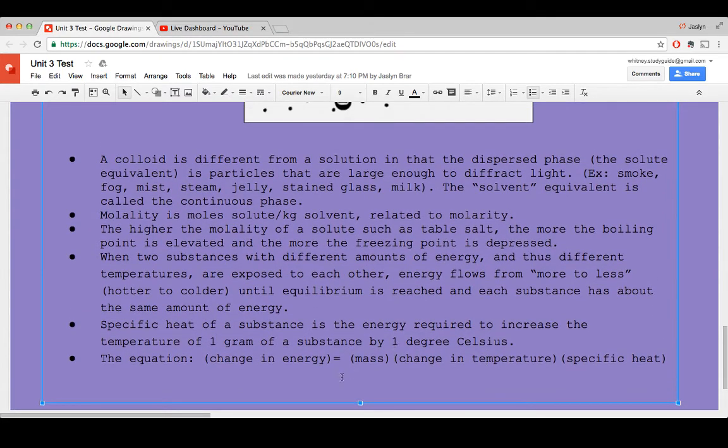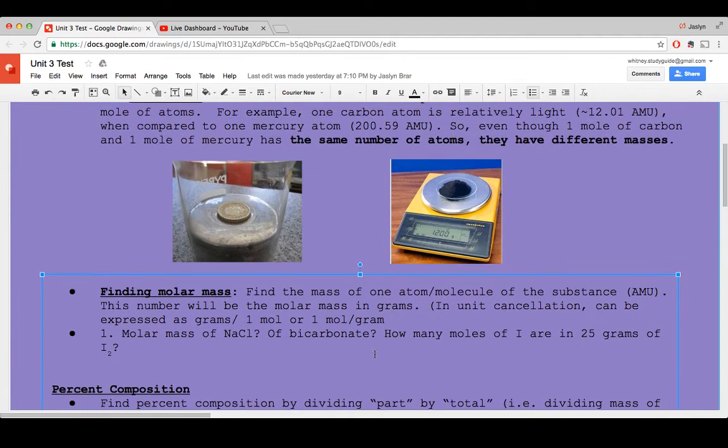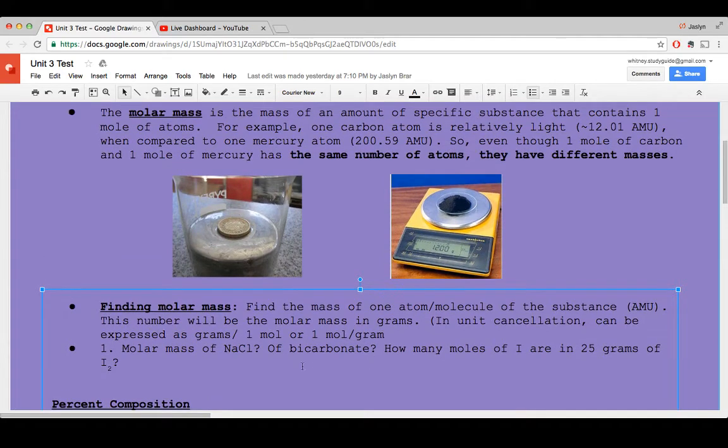That's pretty much it. Now that we have at least someone watching, we will go back. Okay, this is too easy. Finding the molar mass of NaCl or bicarbonate is too easy.